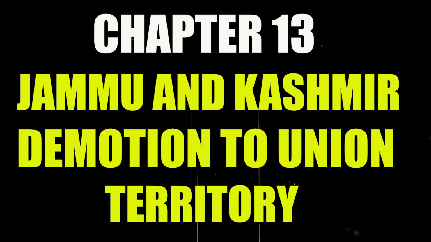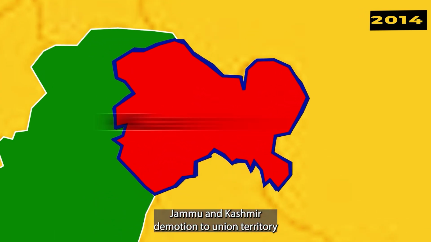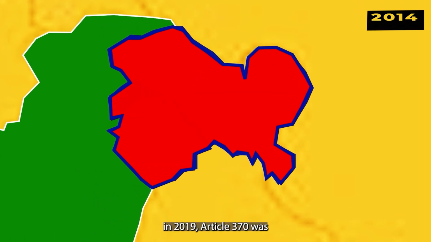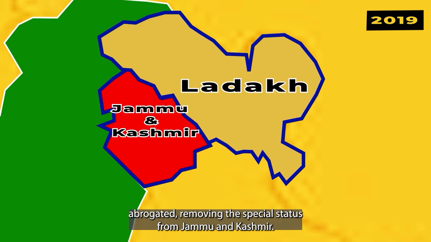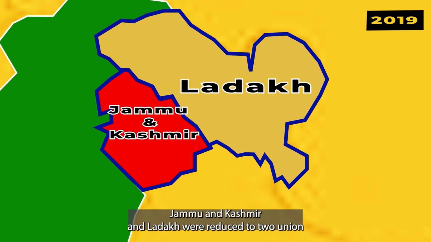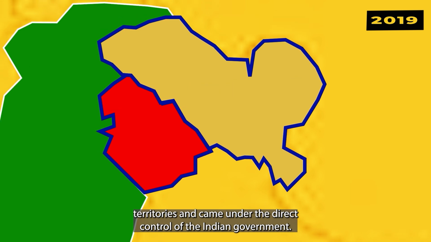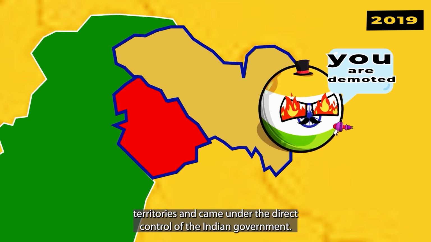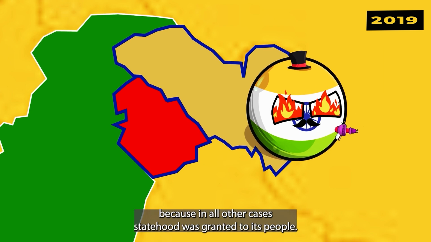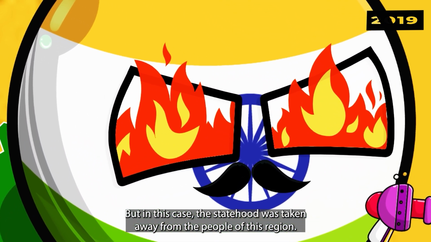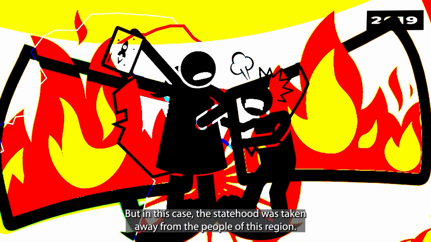Jammu and Kashmir demotion to Union territory. In 2019, Article 370 was abrogated, removing the special status from Jammu and Kashmir. Jammu and Kashmir and Ladakh were reduced to 2 union territories and came under the direct control of the Indian government. This reorganization is markedly different from all other reorganizations because, in all other cases, statehood was granted to its people, but in this case, the statehood was taken away from the people of this region.